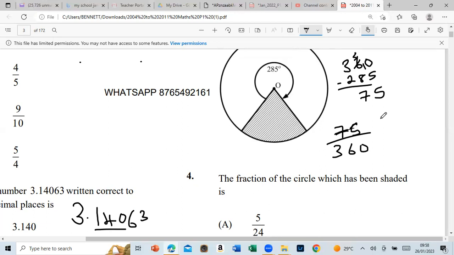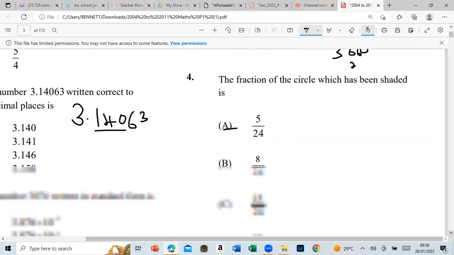15 into this goes 5 times. 15 into this, first we said 2, and we have remainder 6. And then that into that goes 4. So that's 24. So it's 5 over 24. Alright, let's move on to number 5.